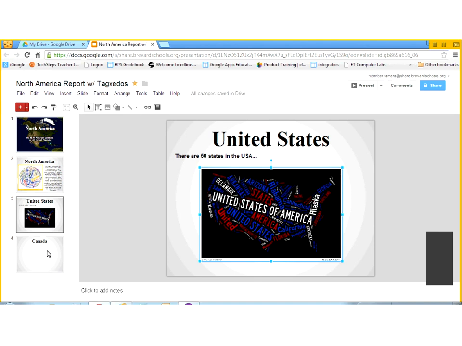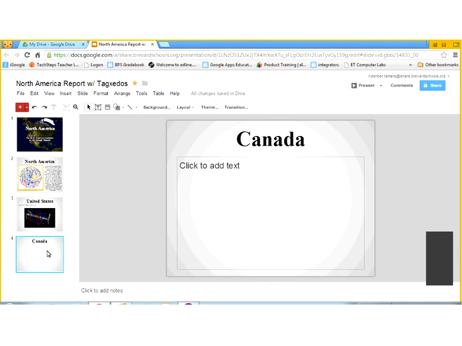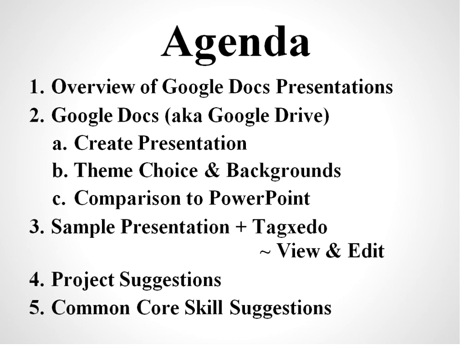If I hold down on my Google Docs, I can also go till it gives me a line. That tells me I've got it centered that way. So that's pretty good. My next slide is Canada, and on it goes. So that's basically how to insert Tagxedos into Google presentations. I'm going to stop sharing my desktop now. Go back to my whiteboard.